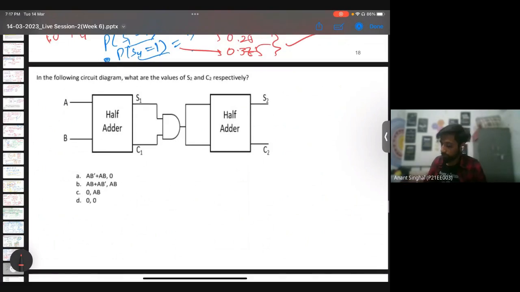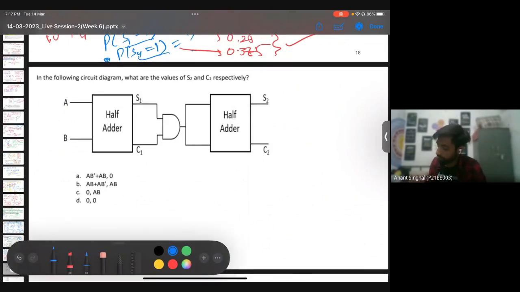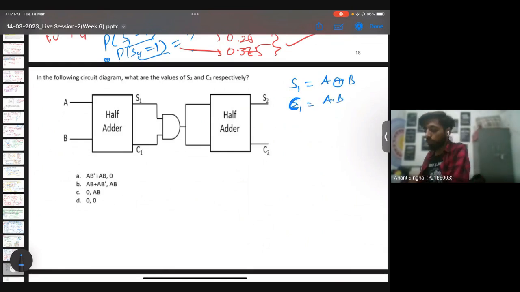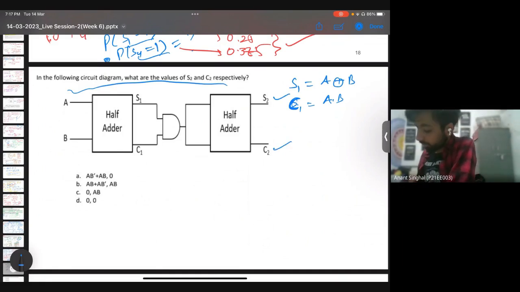Now what this question says requires some knowledge of adders, half adders basically. So we know that for a half adder, sum is nothing but A XOR B, and carry is nothing but A into B. It says, in the following circuit diagram, what are the values of S2 and C2? In the given circuit here, S1 will be nothing but A XOR B, and C1 will be A into B. And the same Y is going to both the half adders.